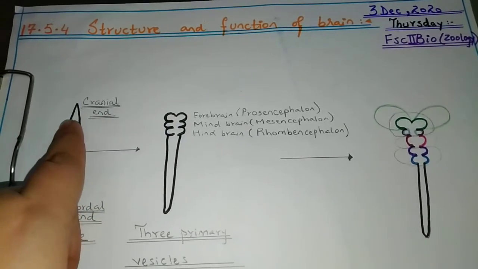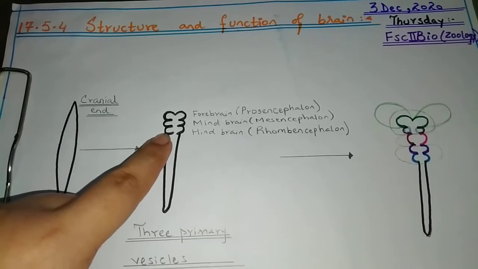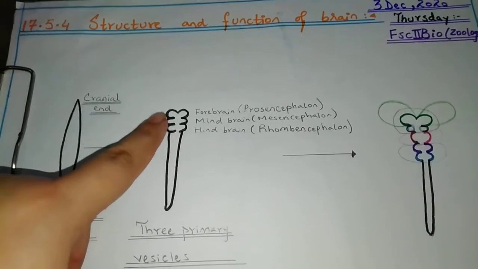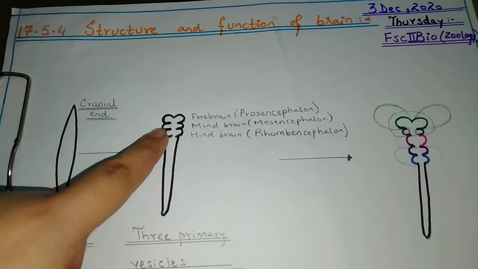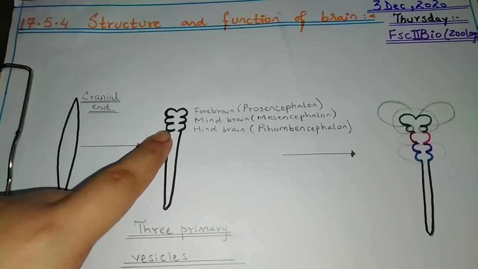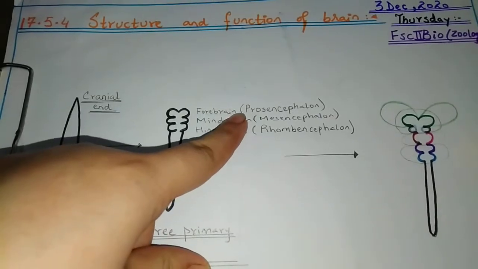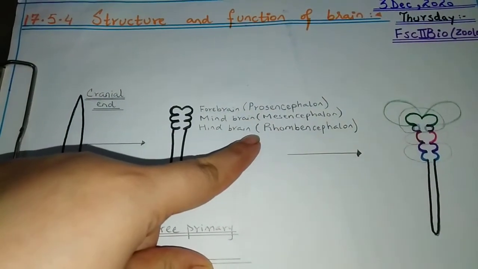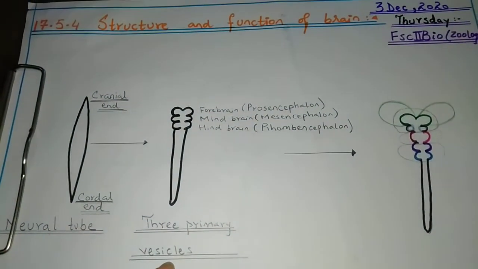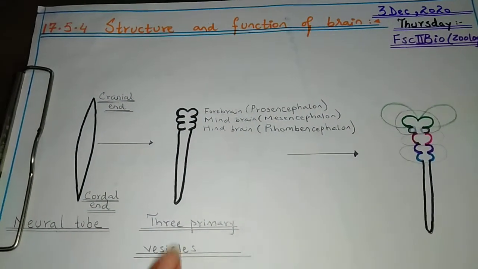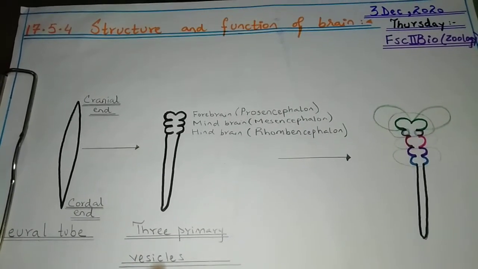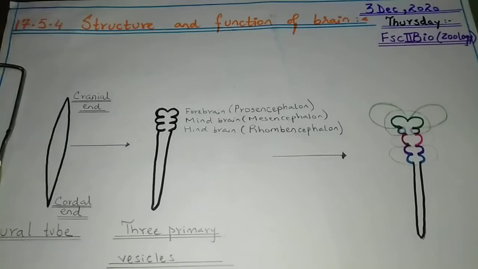So the cranial end of the neural tube is converted into three outgrowths. The first is forebrain, the middle one is midbrain, and the last one is hindbrain, which are also called prosencephalon, mesencephalon, and rhombencephalon. These are the three primary vesicles. It is important because sometimes it is framed as a question that forebrain is also called prosencephalon.